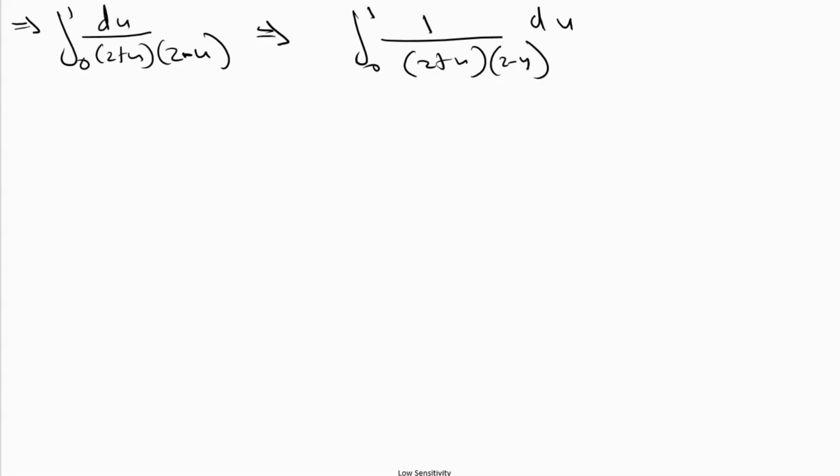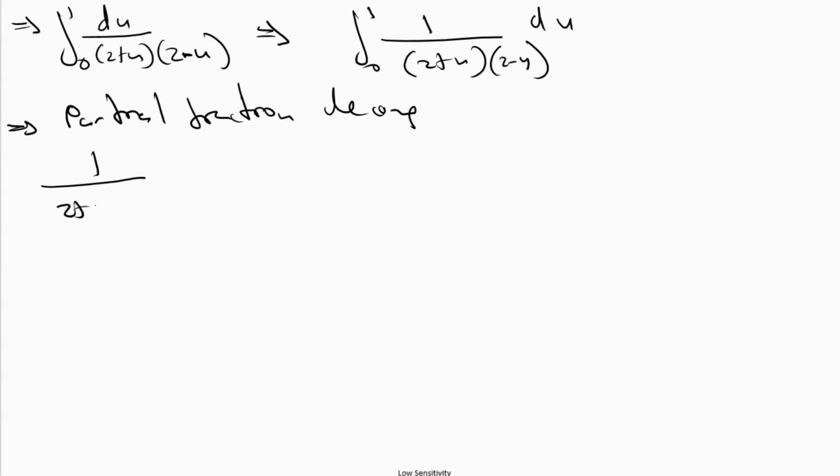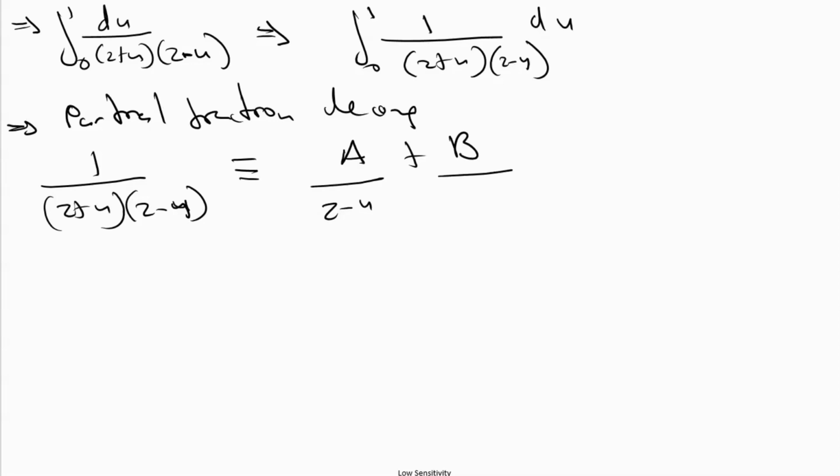So this is a little bit difficult to integrate, so we can use partial fractions. Partial fractions decomposition. So 1 over (2 plus u)(2 minus u), we want to find an equivalent of that in terms of a over 2 minus u plus b over 2 plus u.